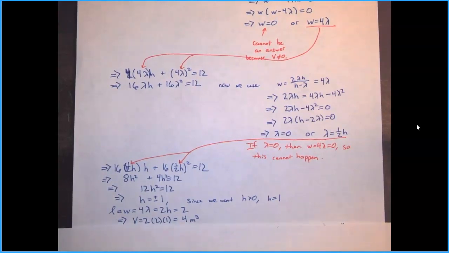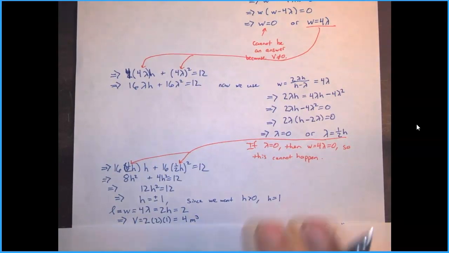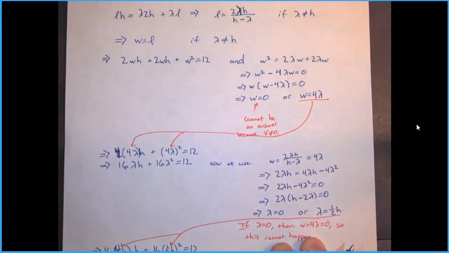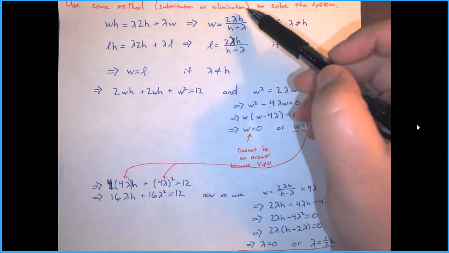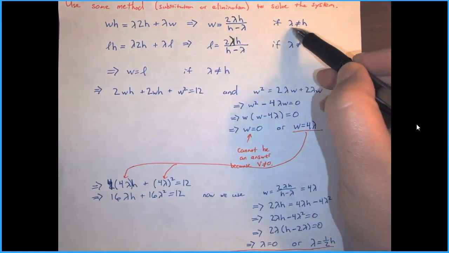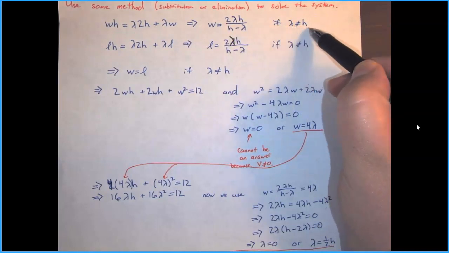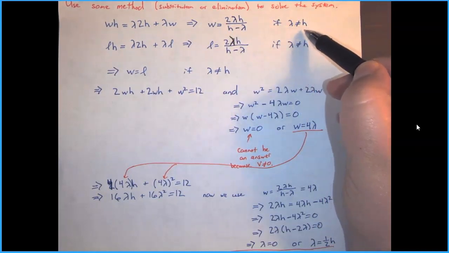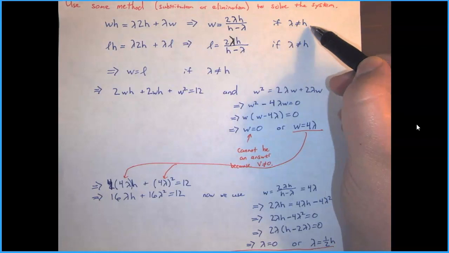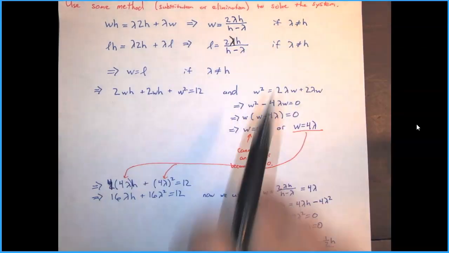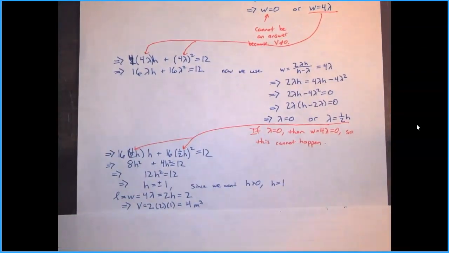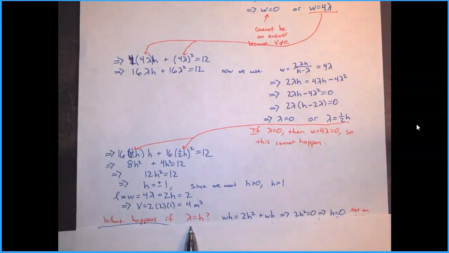Now there's something else I need to check. I haven't checked out all possibilities yet, because if I look back up here, when I used this representation, I had to assume that lambda and h were not the same. So I need to check out one final possibility. What happens if lambda is equal to h? So I consider what happens if lambda is equal to h.